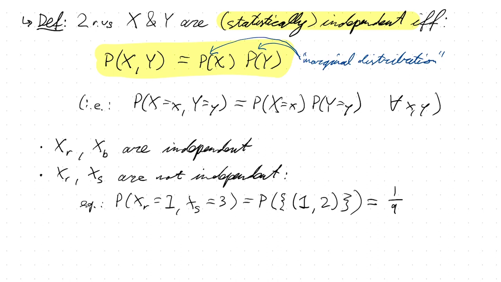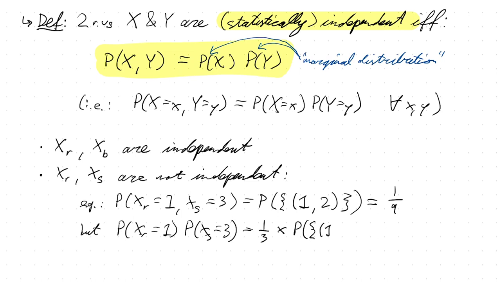So that's the left-hand side here. But then the right-hand side is P of x red equals 1 times P of x sum equals 3. What is that? Well, x red equals 1 has probability 1/3. It's a fair die. Times the probability of the sum equals 3. Well, that's the probability of all the events that give a sum equal to 3, which are the events (1, 2) as well as (2, 1).